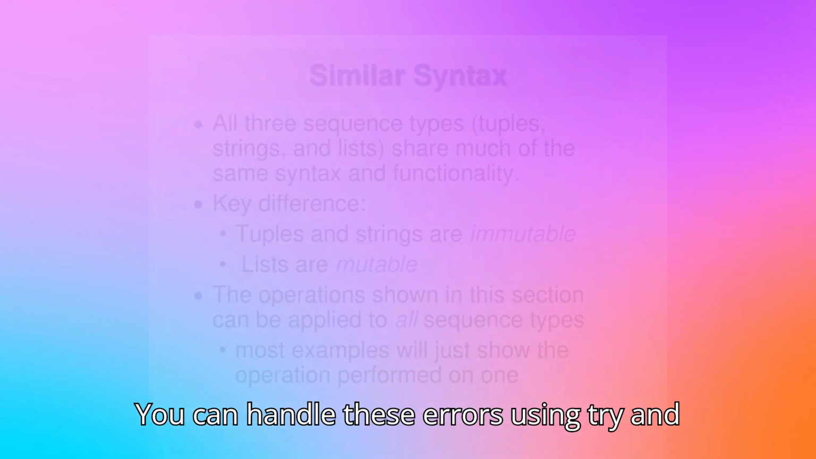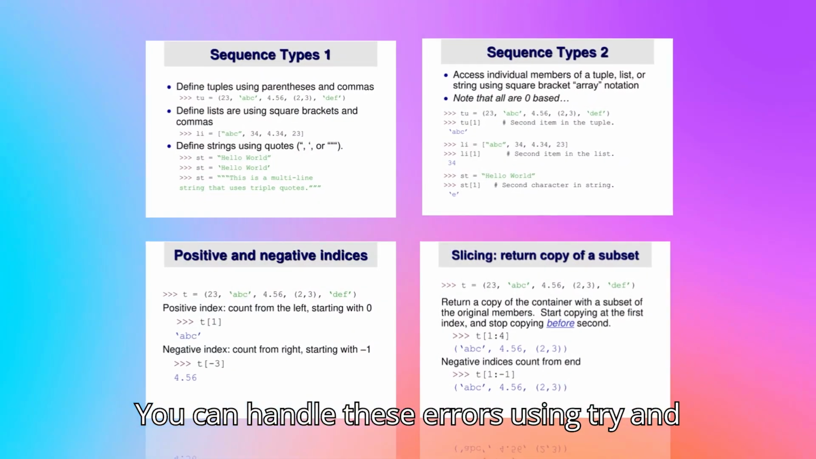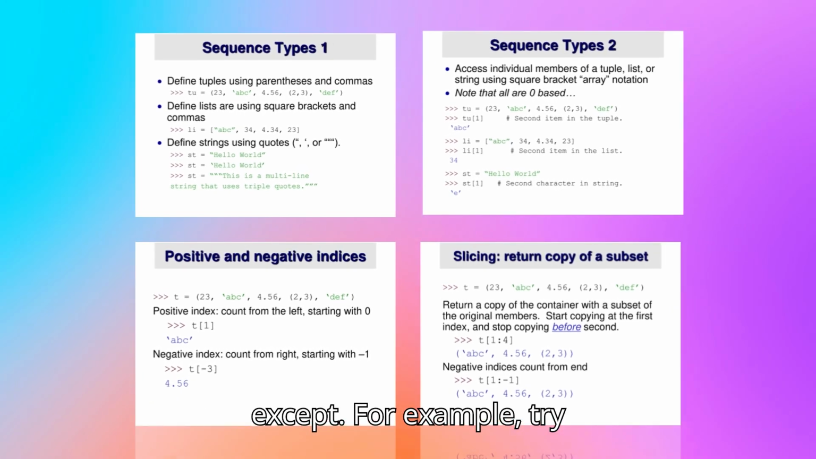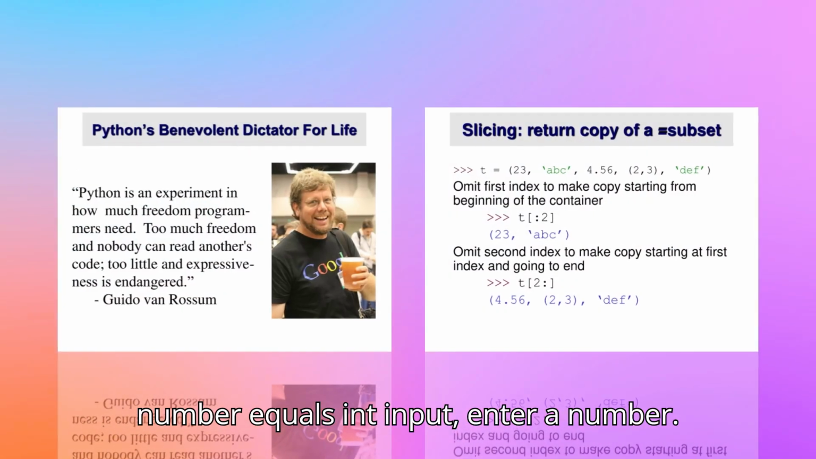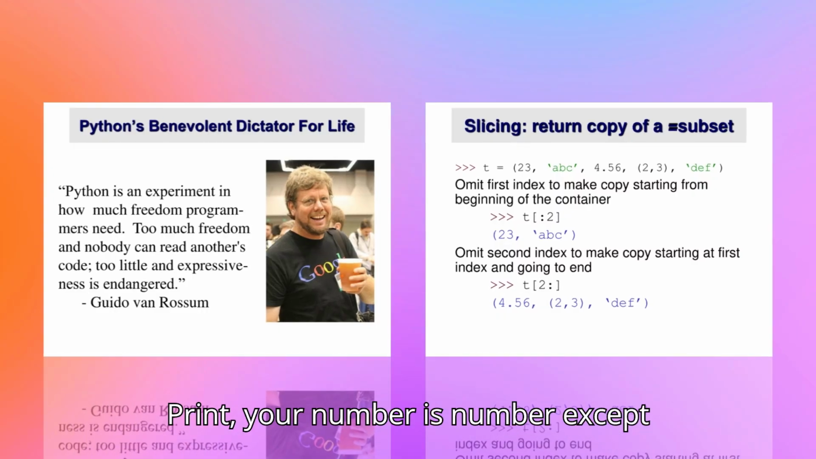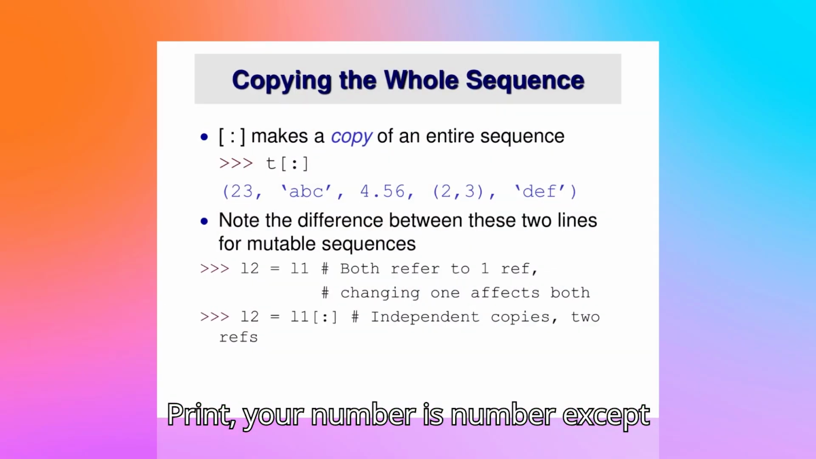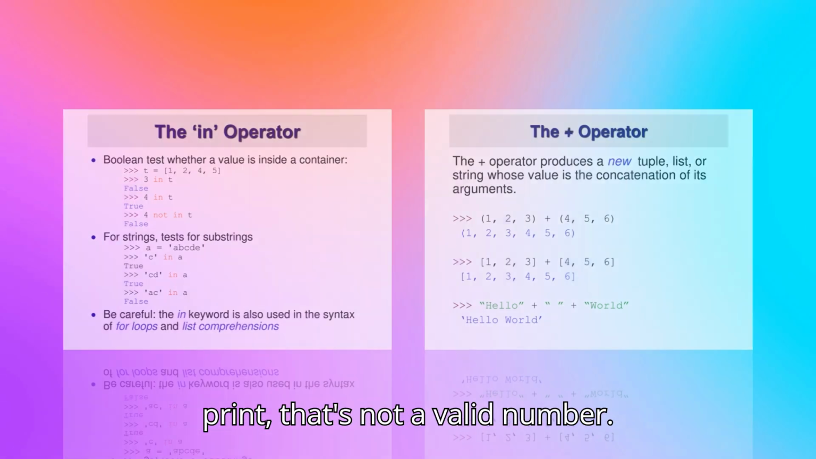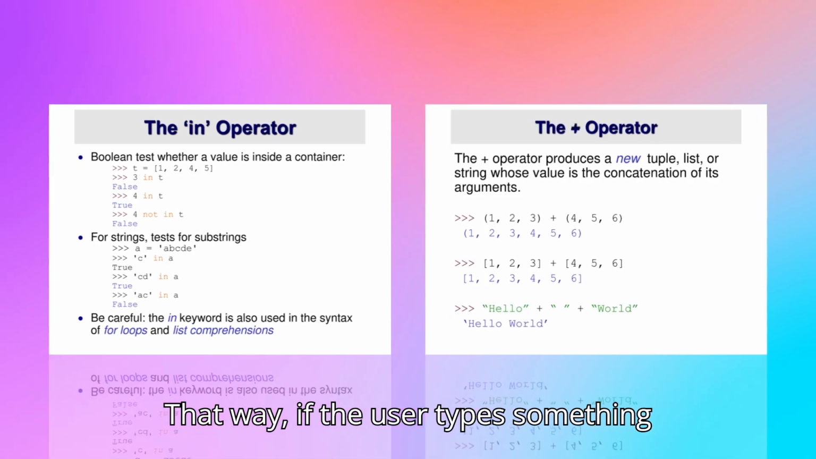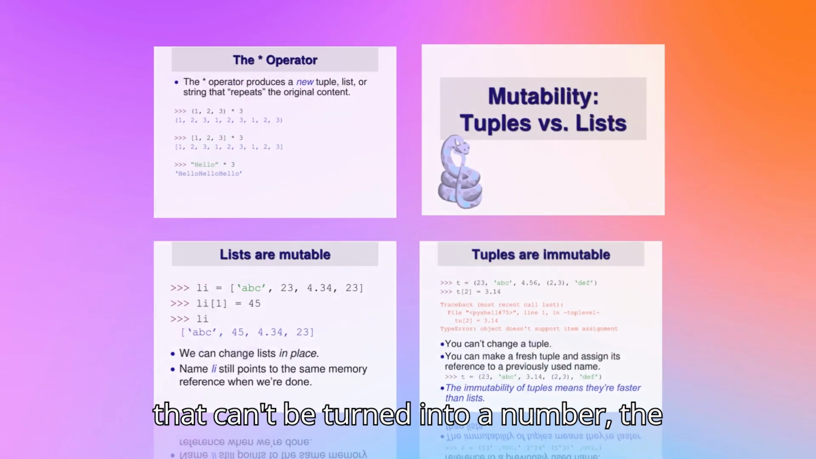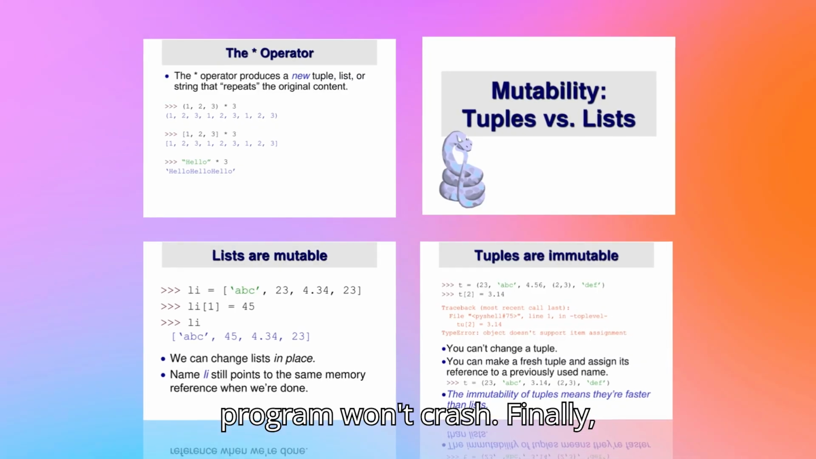Sometimes your program might crash if something goes wrong, like if the user types in something unexpected. You can handle these errors using try and except. For example, try: number = int(input("Enter a number")), print("Your number is", number), except: print("That's not a valid number"). That way, if the user types something that can't be turned into a number, the program won't crash.